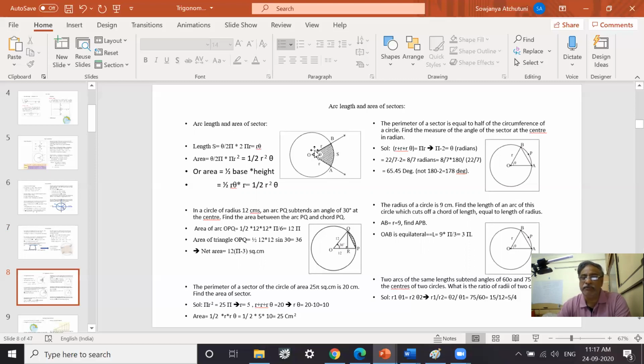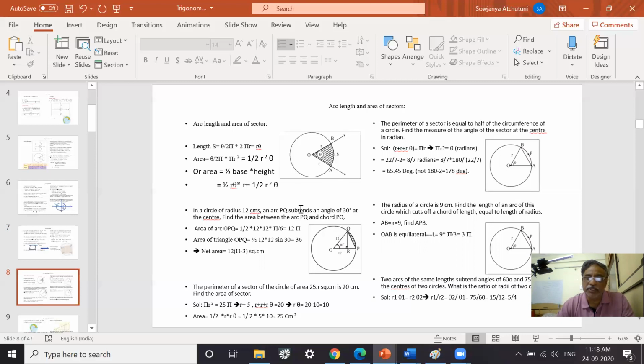What is the area of this portion? Total area is pi r square for an angle of 2 pi. So theta by 2 pi into pi r square, so half r square theta. Otherwise, if you see half base into height, base is r theta and height is fixed everywhere. Height is r. So half into r theta into r, that is half r square theta. So in both ways, half r square theta is the area covered by the arc.